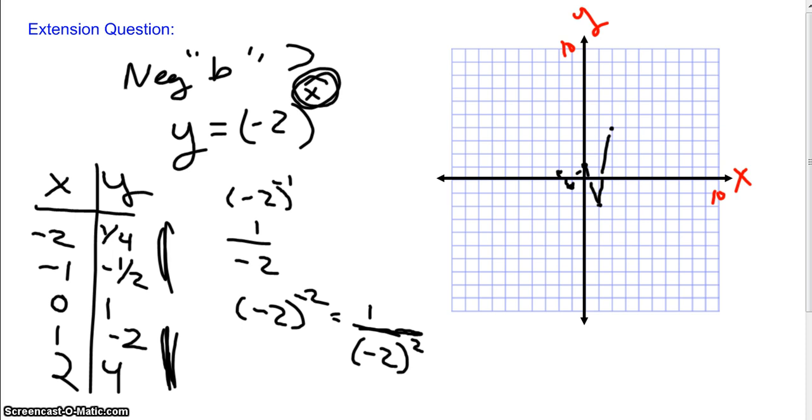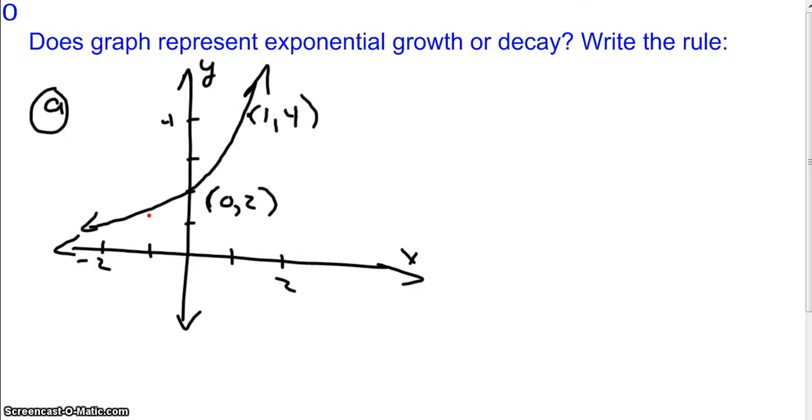So it kind of confines our domain, or I'm sorry, it confines our base, I guess you would say, to the values that we put in our rule. Okay? Does this represent exponential growth or decay?